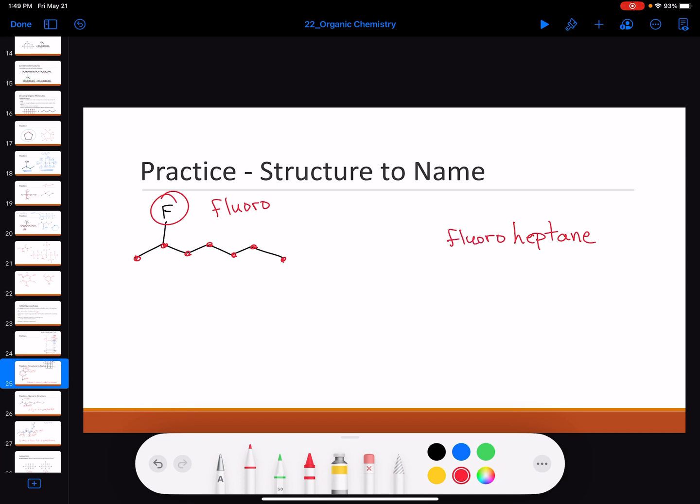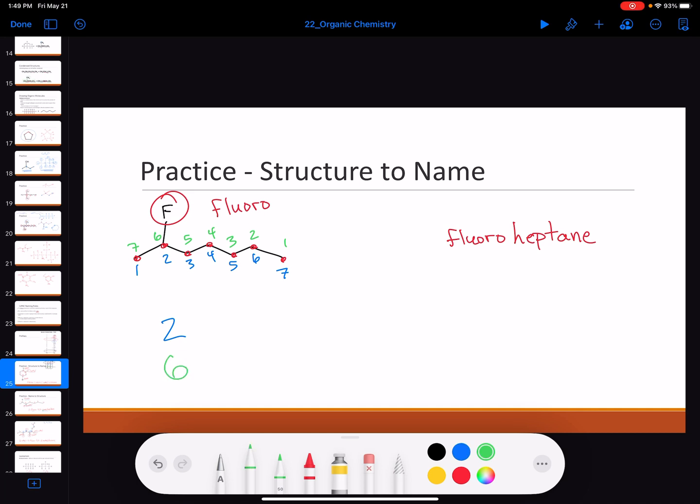But I need to specify where it's located, right? Because that fluorine could be anywhere in the molecule. So what I do is I'm going to number 1, 2, 3, 4, 5, 6, 7. Okay. Or I could have numbered from this right-hand side. 1, 2, 3, 4, 5, 6, 7. Notice that if I go with the blue numbering system, the fluorine gets a 2. If I go with the green numbering system, the fluorine gets a 6.